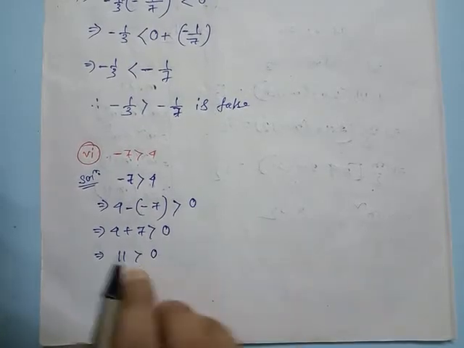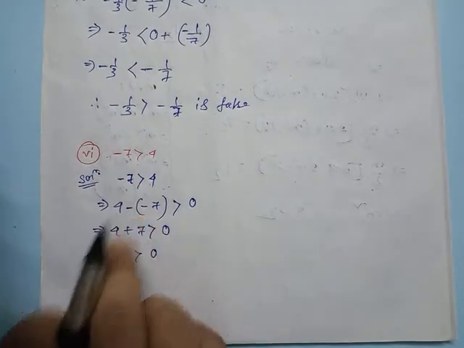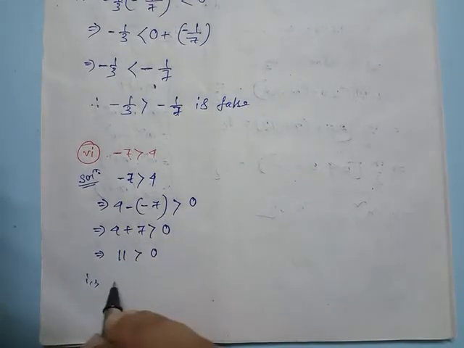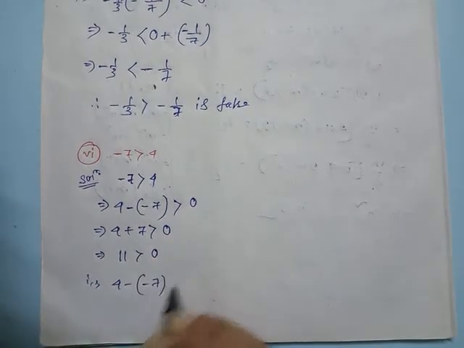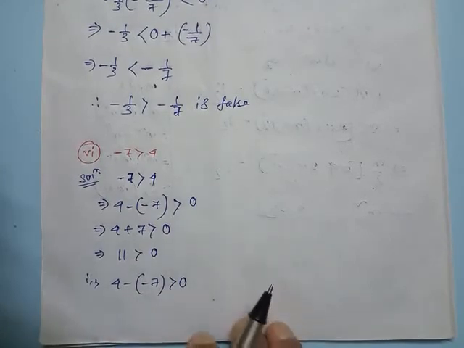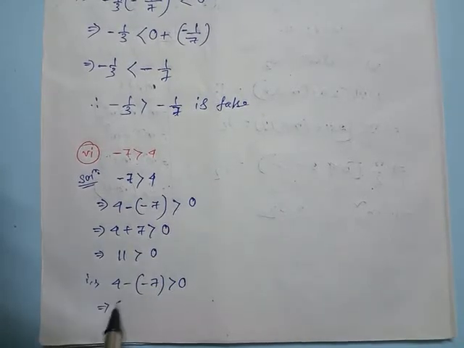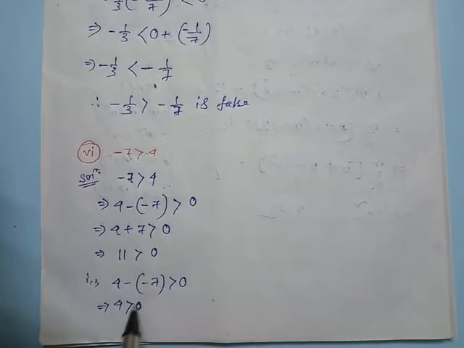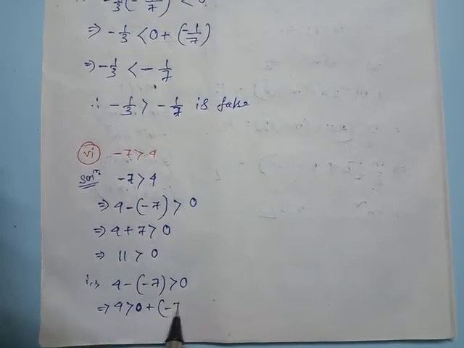Now this value of 11 I have got from here, so I will write here now 4 minus (minus 7) bigger than 0. In the next step, if I take 4 on that side it becomes 0, and if I take minus 7 on that side it becomes minus 7.